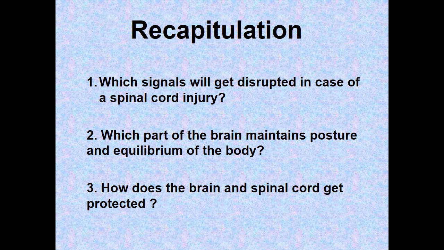First question is, which signal will get disrupted in case of a spinal cord injury? It means if the spinal cord gets injured, then there will be problems in which type of signals, okay? Then second, which part of the brain maintains posture and equilibrium of the body? And the third one is, how do the brain and spinal cord get protected? You have to write down these questions and answer these questions in your classwork copy.